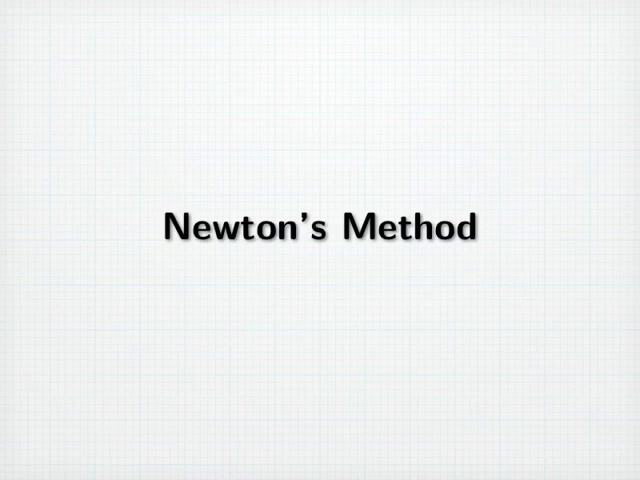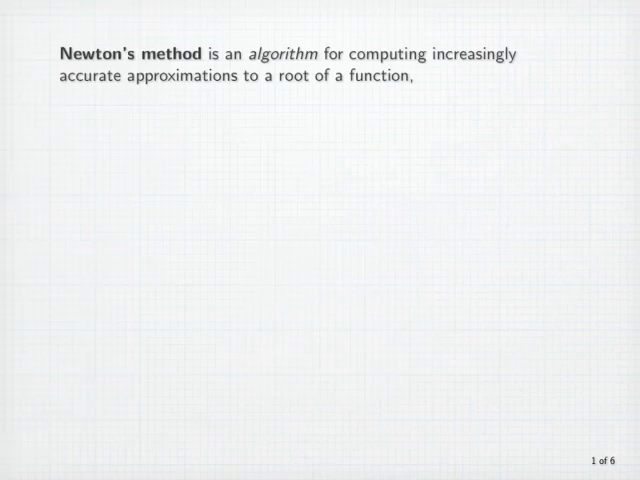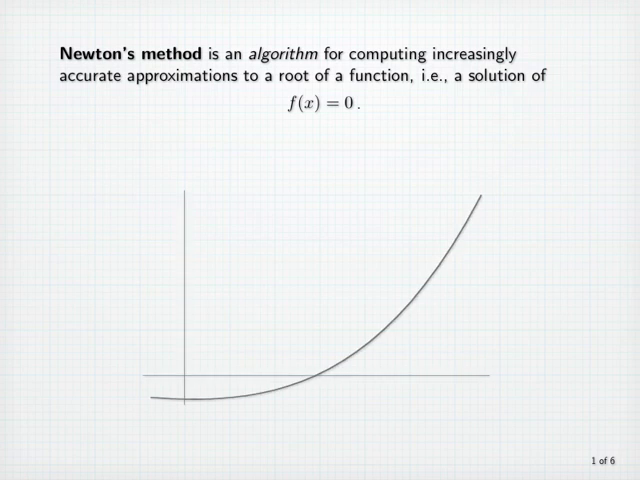Newton's method. Newton's method is an algorithm for computing increasingly accurate approximations to a root of a function. That is, a solution of an equation of the form f of x equals 0. Of course, we can think of the root of a function as the x-intercept on the graph of the function.